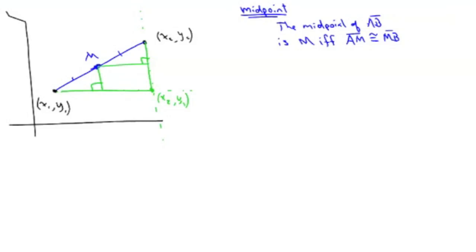What's the midpoint of this line segment on the bottom? I see. If this coordinate is x2, you drop straight down. If this x coordinate is x2.